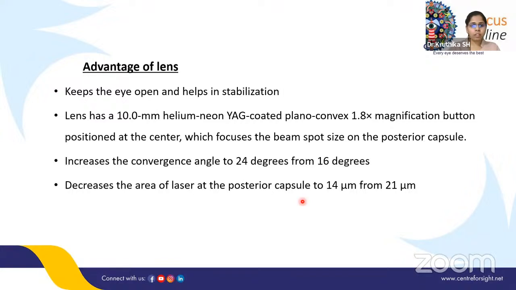The lens has a 10 millimeter helium neon YAG coated plano-convex lens, which as told before gives 2 times magnification. Precisely, 1.8 times magnification button positioned at the center. This focuses the beam spot size exactly on the posterior capsule. This also increases the convergence angle to 24 degrees from 16 degrees. It decreases the area of laser at the posterior capsule to 14 micrometer from 21 micrometer.